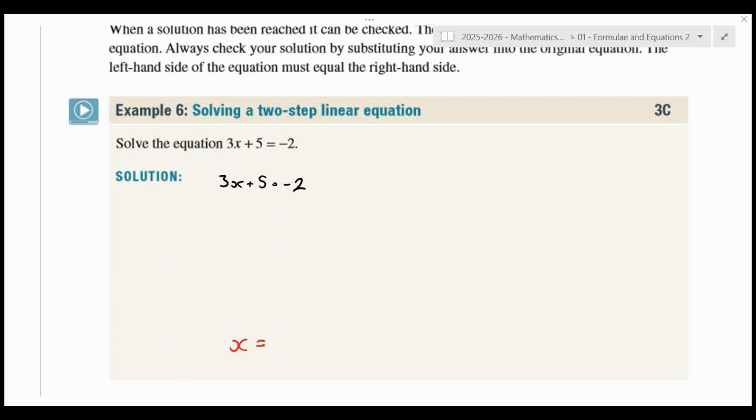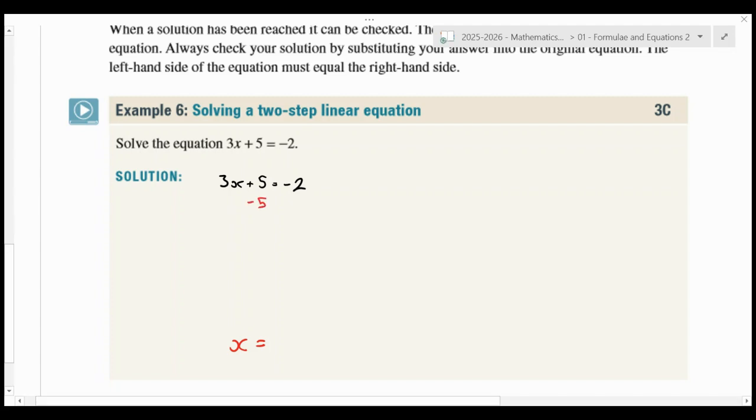So you notice that the plus 5 is further away from the x than the 3 is. So let's get rid of that. How do I undo, or how do I get rid of plus 5? Because I want x on its own. The way I do it is I subtract 5.